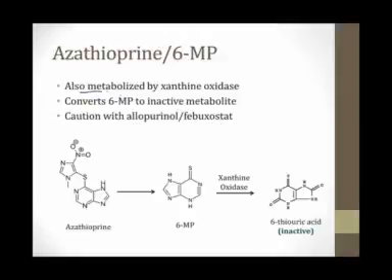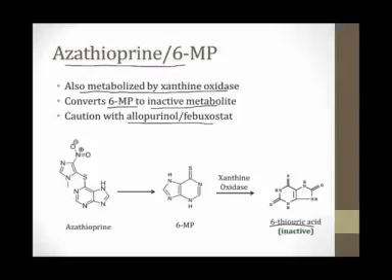Azathioprine and 6-MP are also metabolized by xanthine oxidase. The enzyme converts 6-MP to an inactive metabolite called 6-thiouric acid. What this means is if you administer allopurinol or febuxostat to a patient also taking azathioprine or 6-MP, you will blunt the breakdown of the drug. This can potentially cause more adverse effects. This is also sometimes done on purpose to boost the effects of azathioprine or 6-MP.